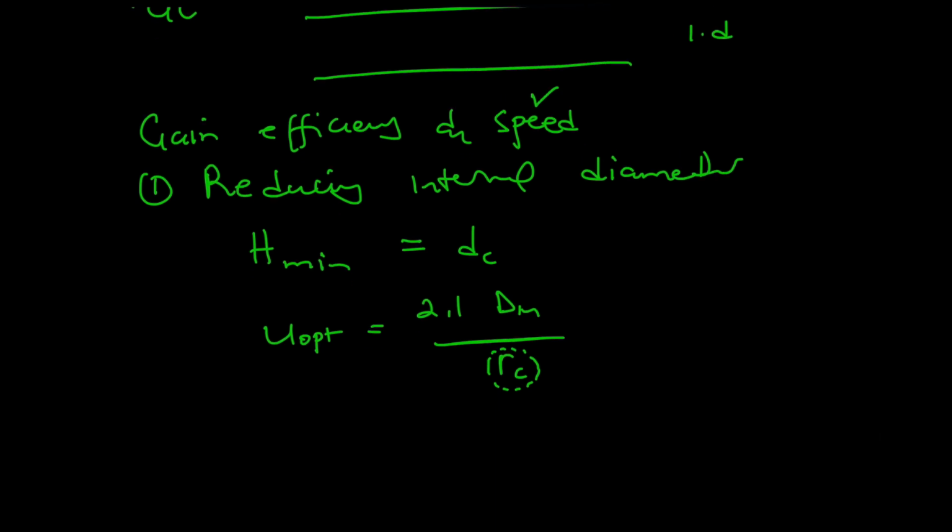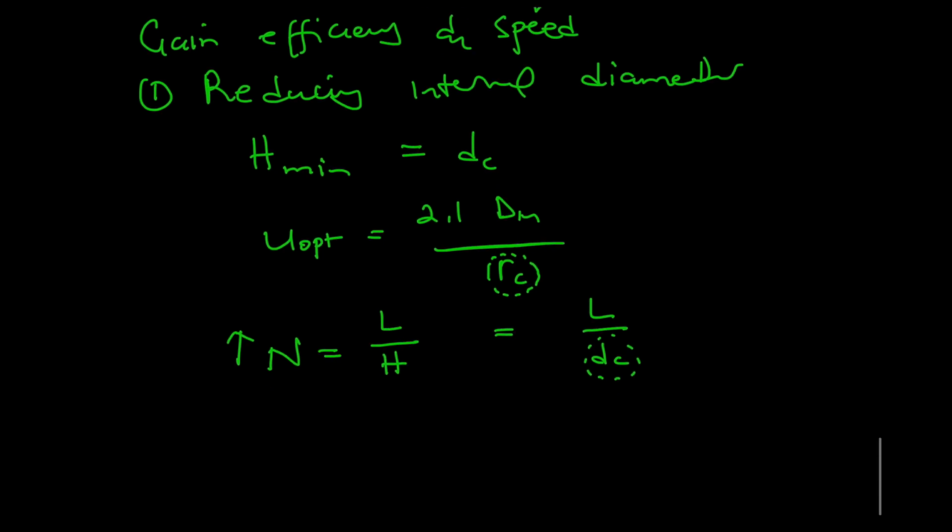As far as efficiency is concerned, efficiency is N, which equals L over H. So now our H is going to be proportional to DC. So if DC is being reduced, we increase the theoretical number of plates, which is efficiency. Do you see that? So basically, for open tubular columns, we gain in efficiency and speed by reducing the internal diameter. Right?